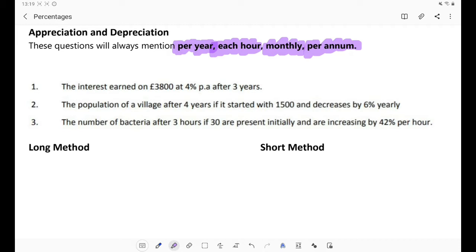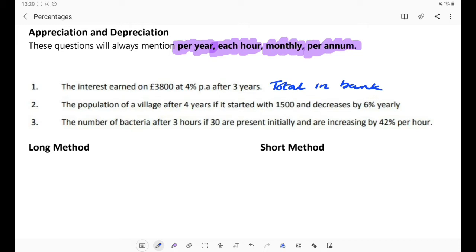So let's look at this first example. The interest earned on 3,800 at 4% per annum after 3 years. Now I'm just going to make it clear, the value I'm wanting to find in this question is total in bank. So I'm slightly changing it to find out what amount is in that bank account at the end of 3 years. There's two methods, the long method and the short method, but they both start the same way.